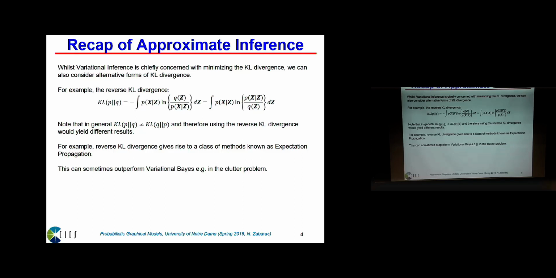You say, why not, right? I mean, if this is an acceptable distance, you may argue about that, why not minimize the opposite distance between P and Q? So I'm writing this explicitly here as minus the actual posterior, and this is the variational distribution. Obviously, you can see that this is not an easy integral to calculate, because you have to take the expectations of this with respect to the exact posterior.